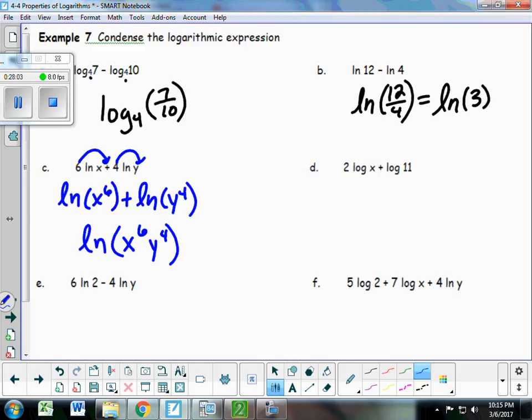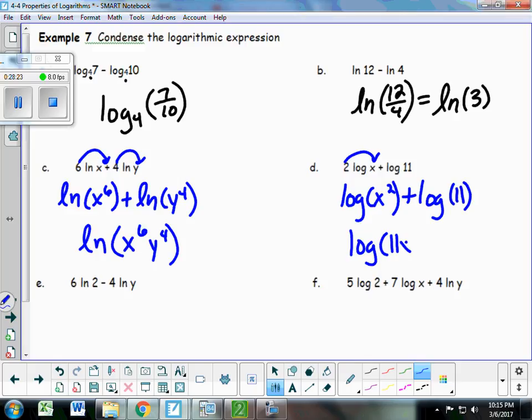Part D is similar. So that power of 2 is going to become a power. So it'd be log of x squared plus log of 11. Those are common logarithms. And since they're adding, we can multiply them on the inside. I like to put the 11 first. That's the standard way that we see it written.